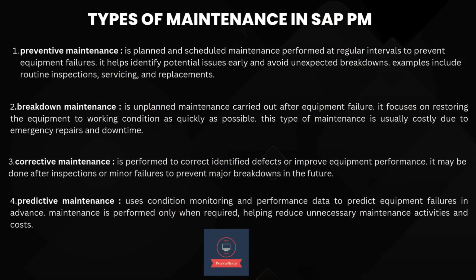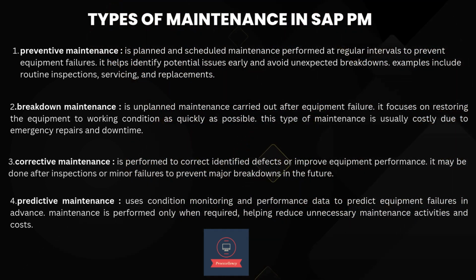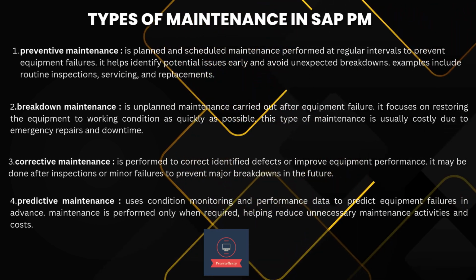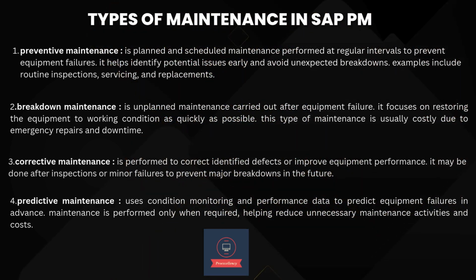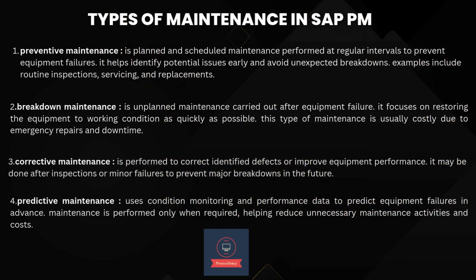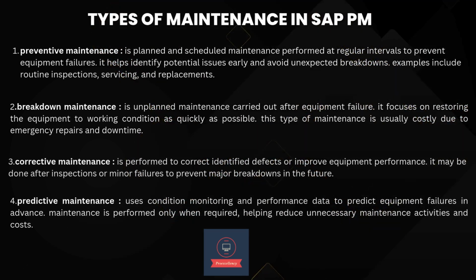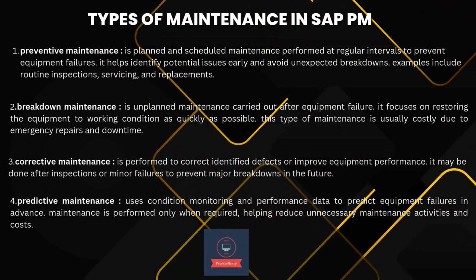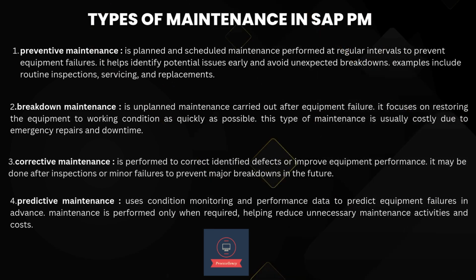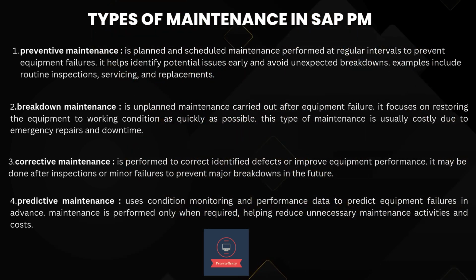3. Corrective maintenance is performed to correct identified defects or improve equipment performance. It may be done after inspections or minor failures to prevent major breakdowns in the future. 4. Predictive maintenance uses condition monitoring and performance data to predict equipment failures in advance. Maintenance is performed only when required, helping reduce unnecessary maintenance activities and costs.